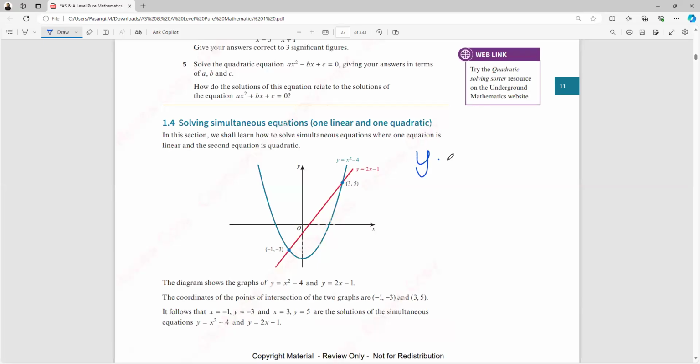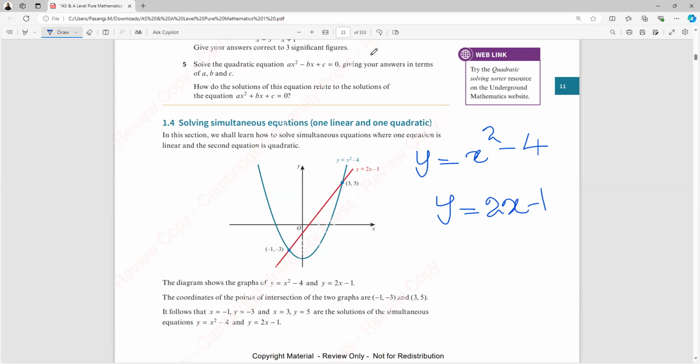For example, they have given y is equal to x squared minus 4 and also y is equal to 2x minus 1. Those are the two equations. This one is a quadratic equation. This one is a linear equation. So we have multiple methods to solve these.